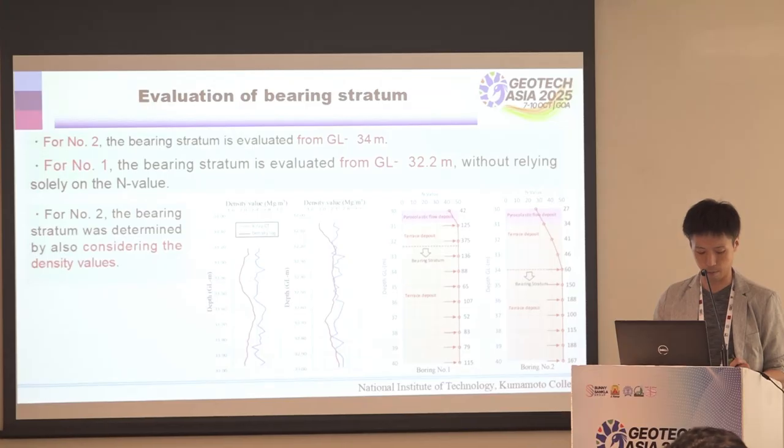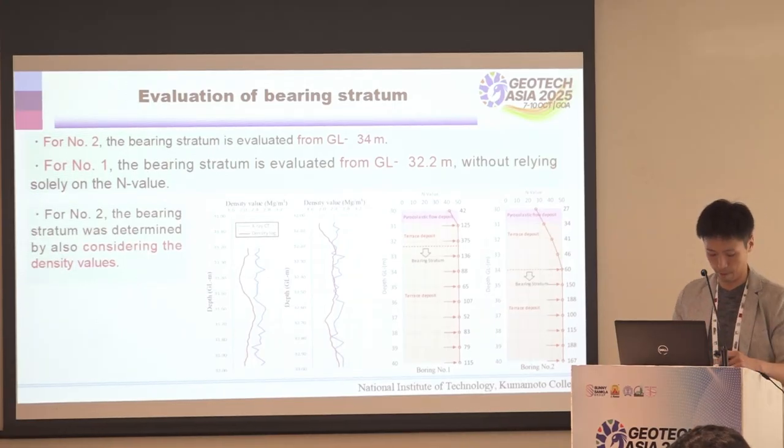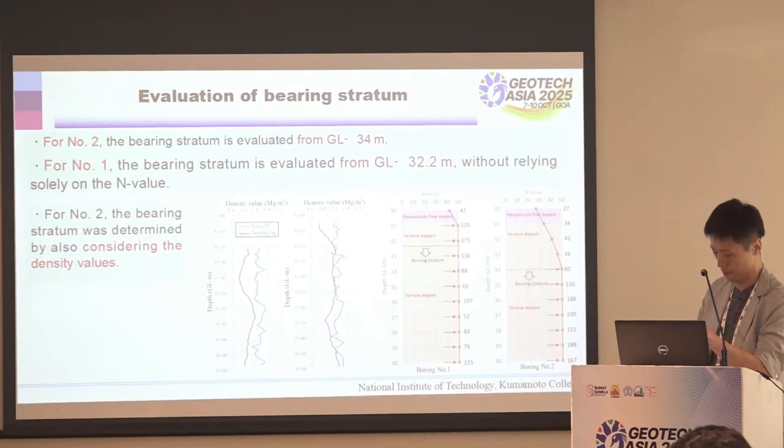as the bearing stratum. However, number 1 corresponds to the location where the density values were previously shown, and the upper part above the measured density may consist of small gravel or looser matrix. Therefore, since the upper part may be loose due to redeposition, the bearing stratum is evaluated at the depth near 32.2 meters, where the discrepancy between the two density values becomes very minimal.